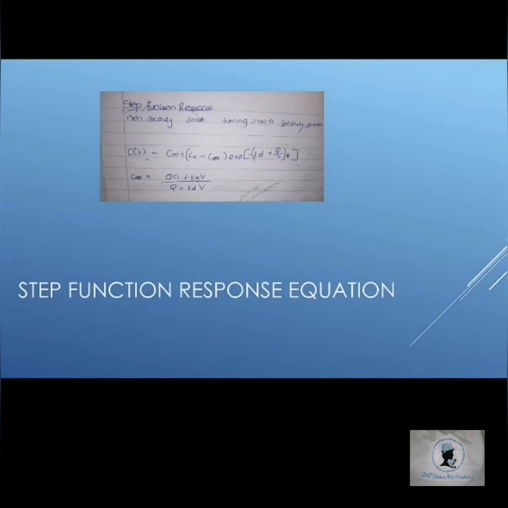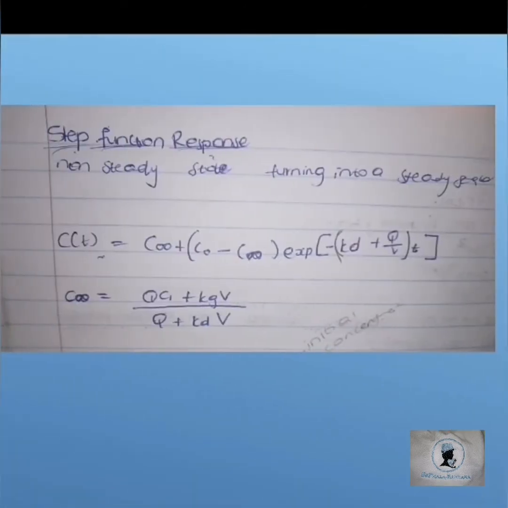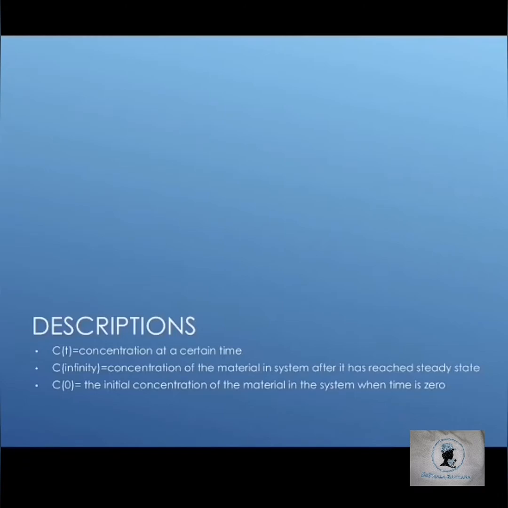Here is the equation of the step function response. You can check it in the textbook, you can check it on a lecture slide. It will be the same. So the exponential here is just e to the power of minus kd. Kd is the reaction rate coefficient, the decaying reaction rate coefficient, and kg is the generating reaction rate coefficient. So yeah, let's go straight into the mathematical descriptions.